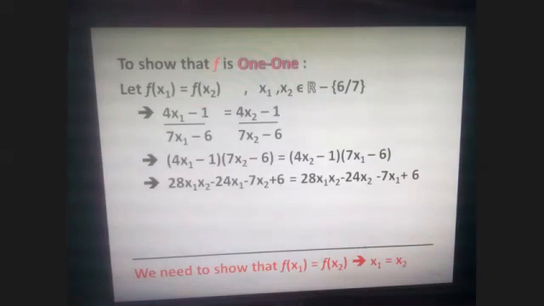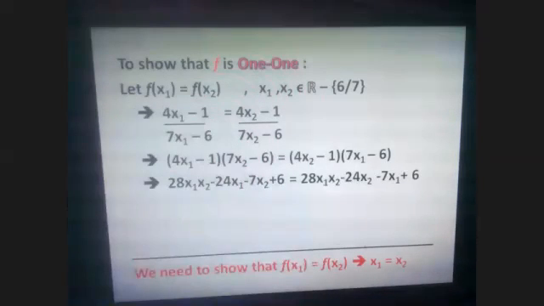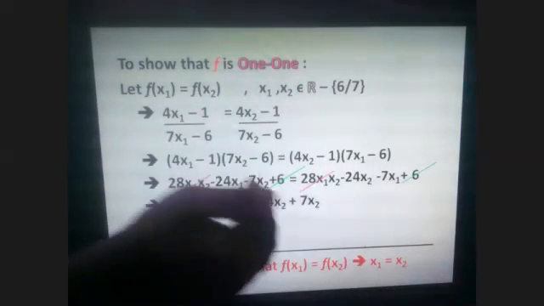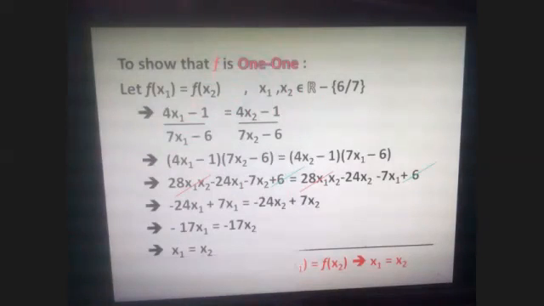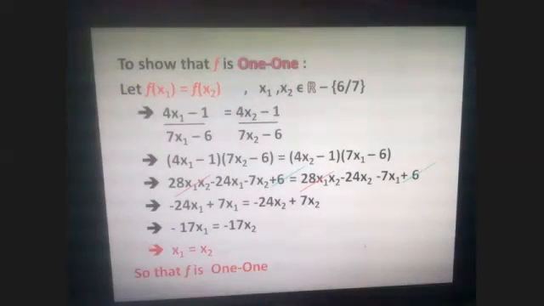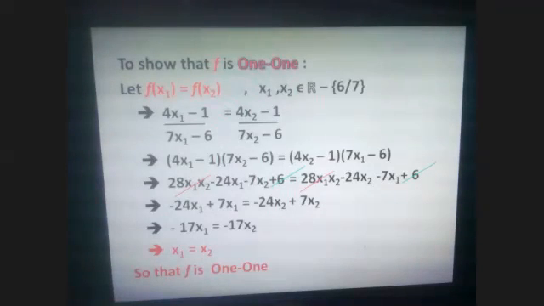On simplifying, 28x1x2 cancels, 6 cancels. After cancelling, taking x1 here and x2 there, you get minus 24x1 plus 7x1 equal to minus 24x2 plus 7x2. That implies minus 17x1 equal to minus 17x2. It implies x1 equal to x2. That means we have shown f(x1) equal to f(x2) implies x1 equal to x2, so f is 1 to 1. Very clear? To show that the function is 1 to 1, f(x1) equal to f(x2) implies x1 equal to x2 for all x1, x2 in the domain.